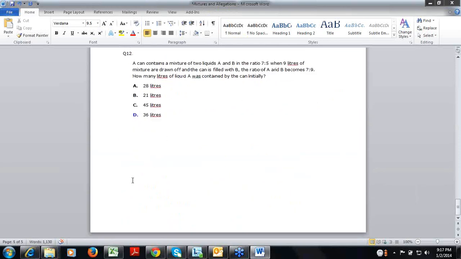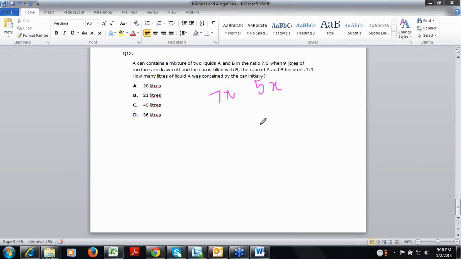Question number 12. A can contains a mixture of two liquids A and B in the ratio of 7:5. When X liters of mixture is drawn off and the can is filled with B, the ratio of A to B becomes 7:9. How many liters of liquid A was contained initially? Okay. Let it be 7x and 5x.